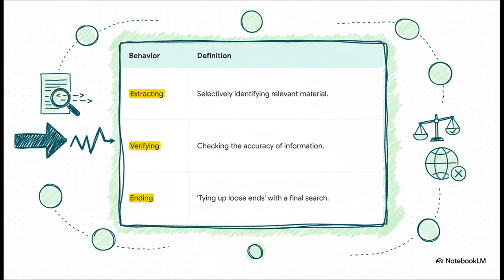Then comes extracting. From that restaurant review, you're pulling out the key details you need, the address, the hours, the must-try dish. You're just grabbing the relevant stuff. After that, verifying. You might pop over to another site just to make sure those opening hours are still right. And finally, ending. This is that last little search, like best gelato near that restaurant, just to tie it all together and feel like, okay, the plan is solid.